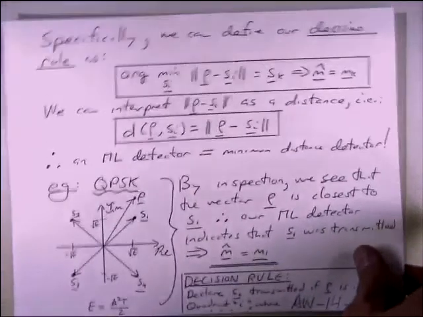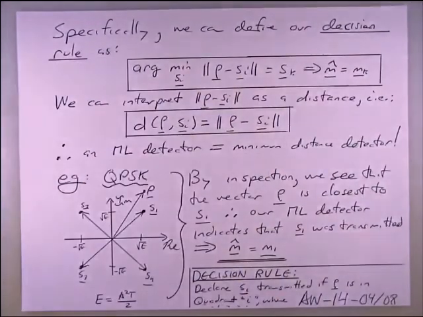I brought up that QPSK example. I know, I sort of like jumping ahead. Remember that we don't care so much about the maximum value. We care about the argument that yields the maximum value. And in this case, it's the minimum value, so we do the argmin. We find the argument that yields the minimum value for this expression. And the way we interpret it is like a distance.